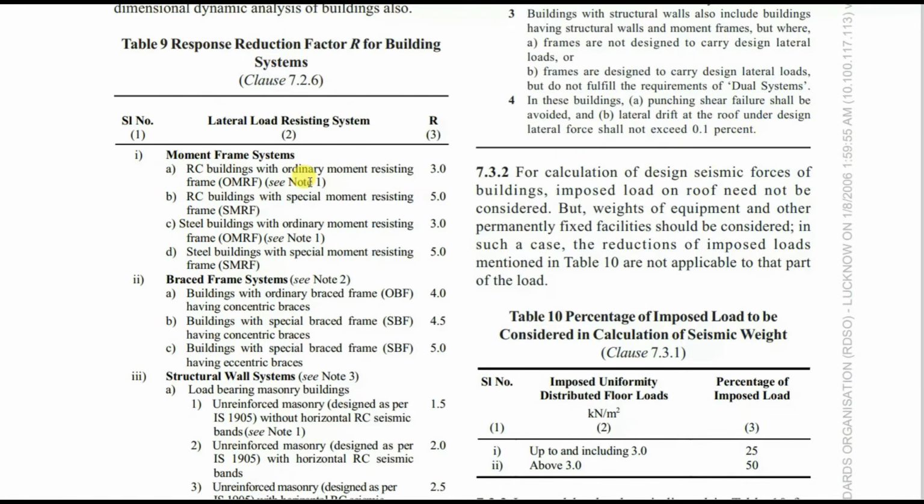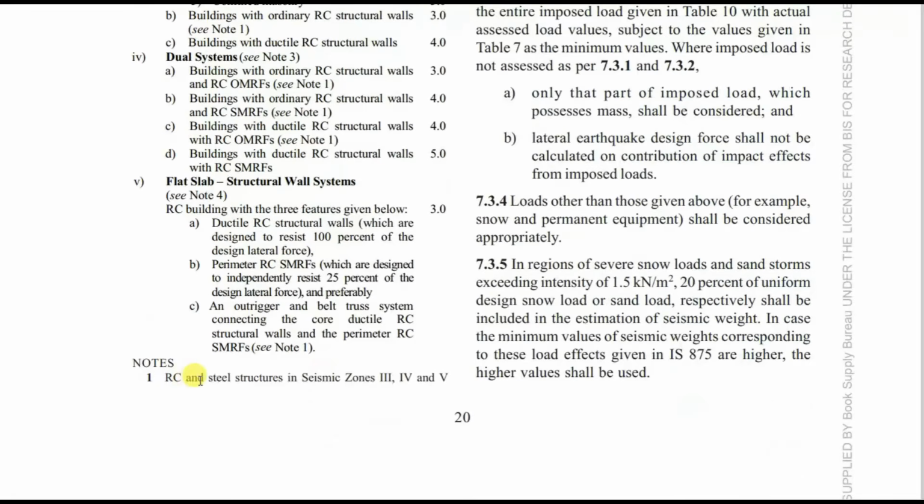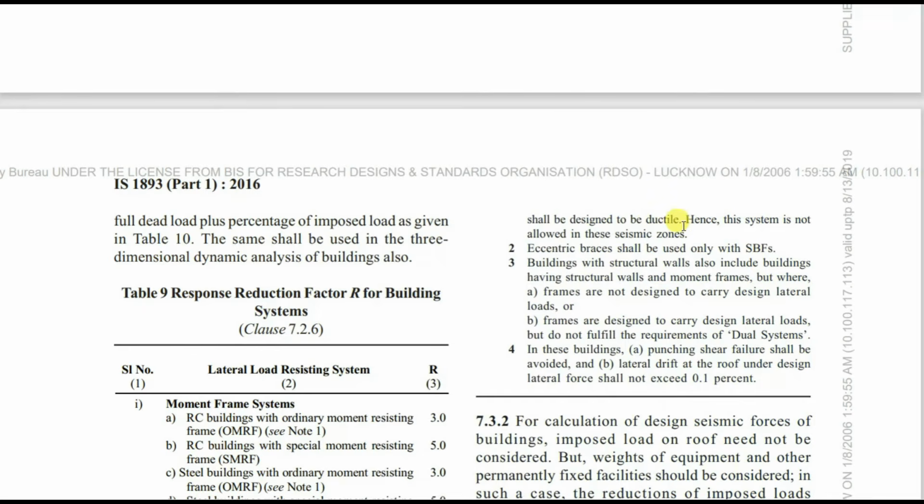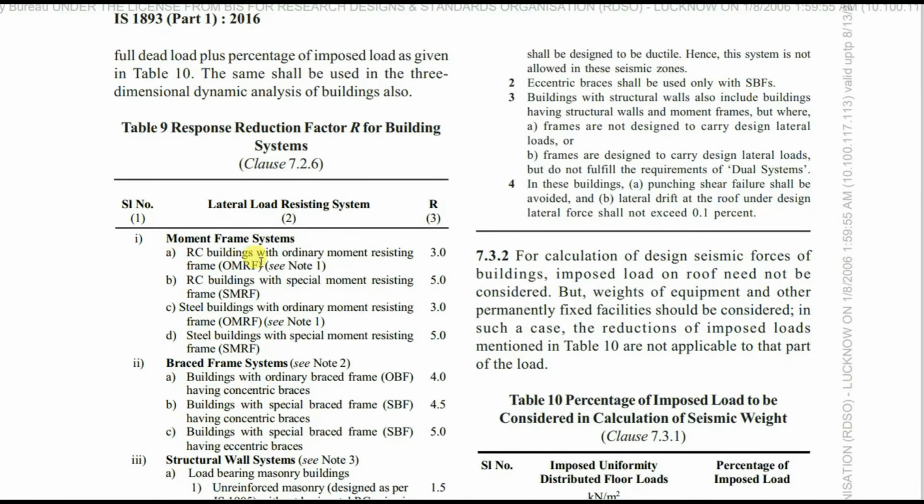So here there is a note given in note 1. RC and steel structures in seismic zones 3, 4 and 5 shall be designed to be ductile. Hence this system is not allowed in these seismic zones. So ours is zone 3. Because of that this system is not applicable. So we need to go for RC buildings with special moment resisting frame. So the value of R is going to be 5.